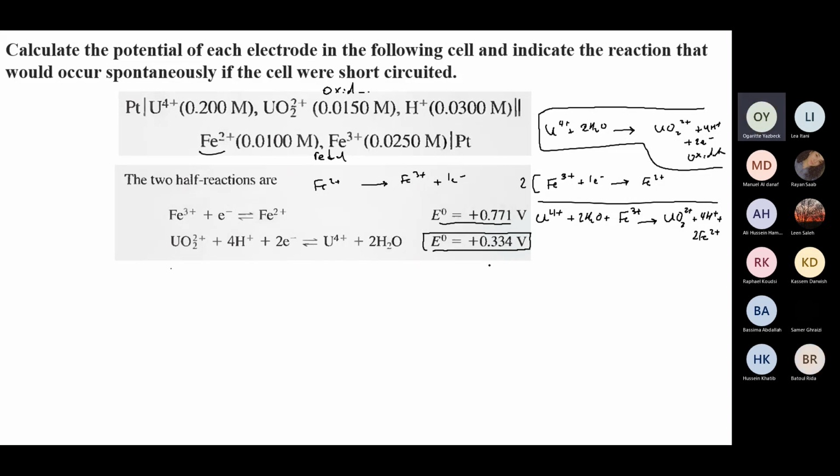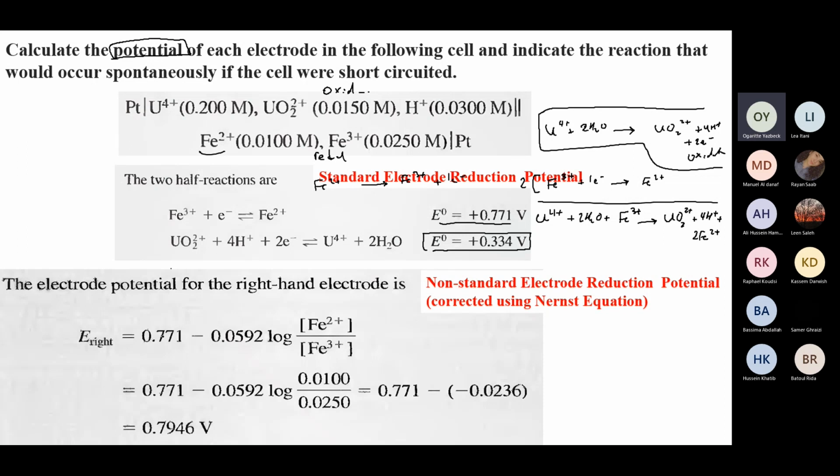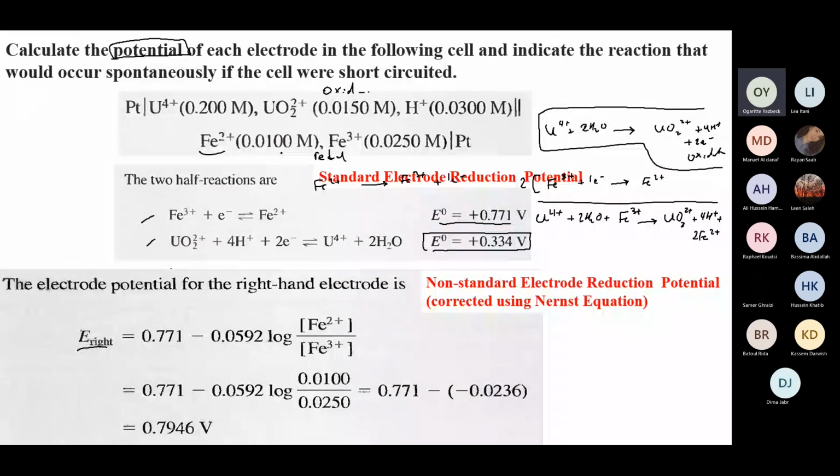So the first way of solving the potential of the overall cell is to first get the corrected reduction potential for each half of the cell, even though oxidation is taking place. So on the right-hand side where reduction is taking place, 0.771 is the E naught of Fe minus 0.0592.